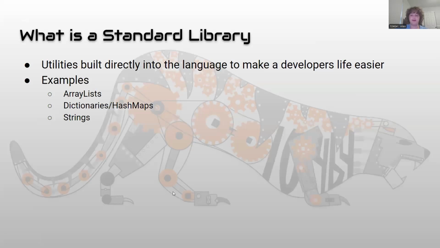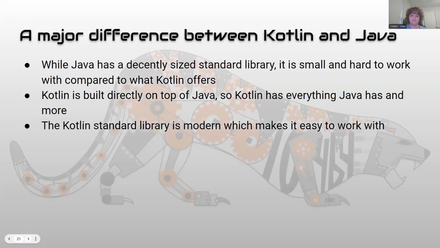So a standard library is essentially just tools that come with the language pre-installed that make your life easier to develop. Some of those include array lists, arrays, dictionaries, hash maps, strings, anything built into the language. A major difference between Kotlin and Java is the size of the standard library and the simplicity of it. Kotlin builds on top of Java's standard library by making it more expansive, and it also makes it much simpler to work with and easier to understand.